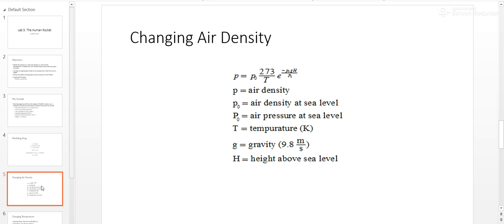In order to change air density rho in the code, I used the equation P equals P naught times 273 over T times e to the negative P naught times g times h over capital P naught.